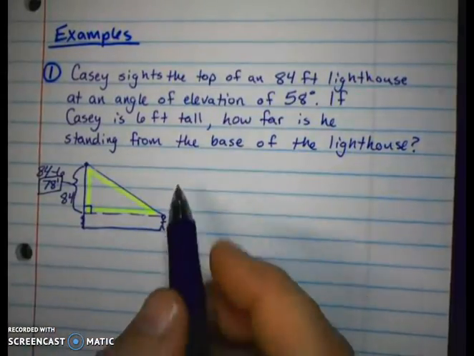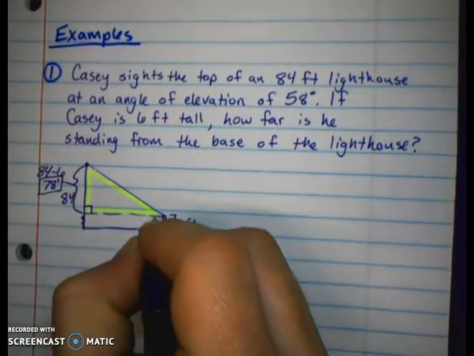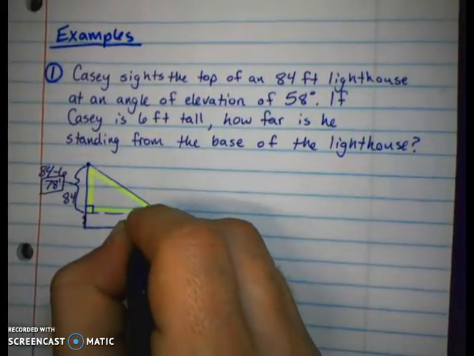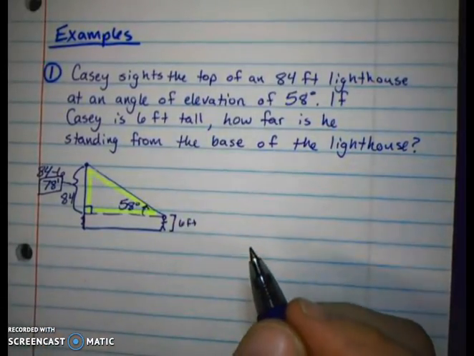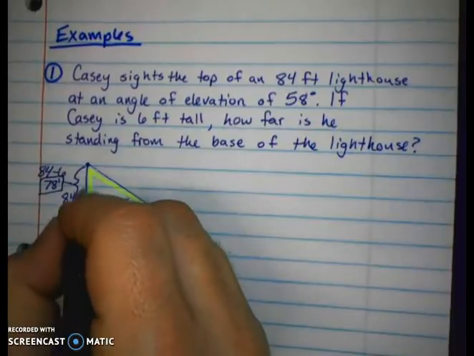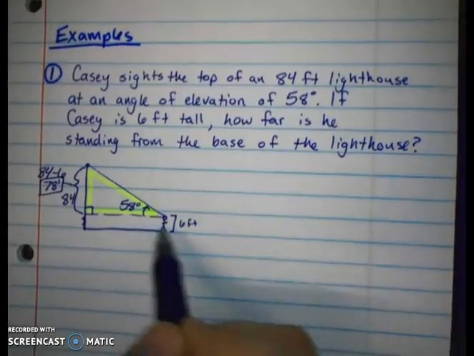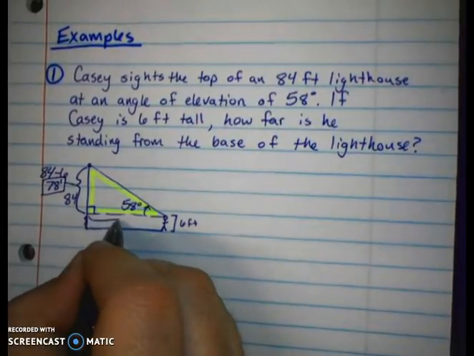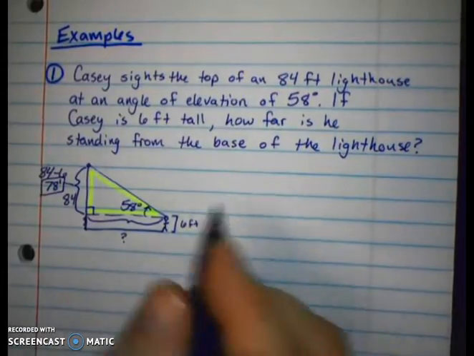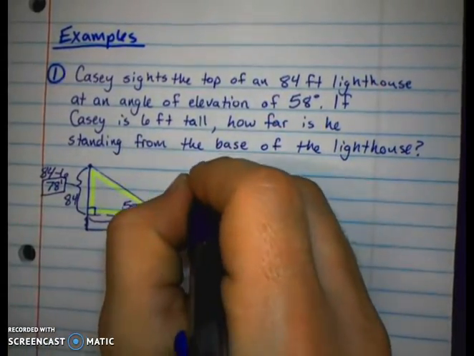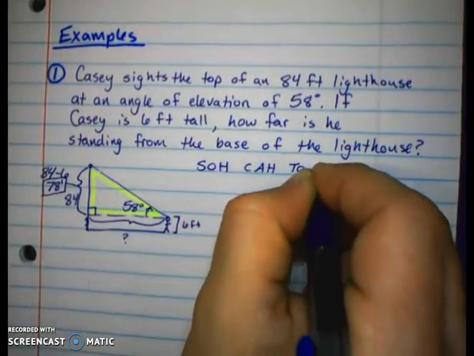All right? And so let's take a look at the rest of the information. It tells us the angle of elevation, that would be this angle from his horizontal line to his line of sight. That angle is 58 degrees. And we know this leg of that triangle now, and it asks how far he is standing from the base of the lighthouse. So we're looking for this measurement. Okay? And so what we need to do is set up something using trigonometry. And so we're going to identify SOHCAHTOA to help us out.